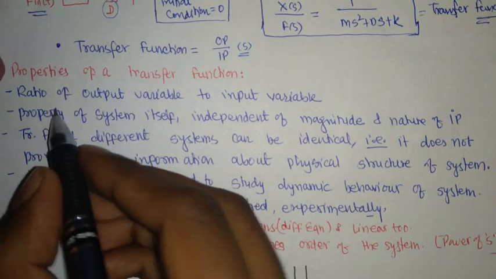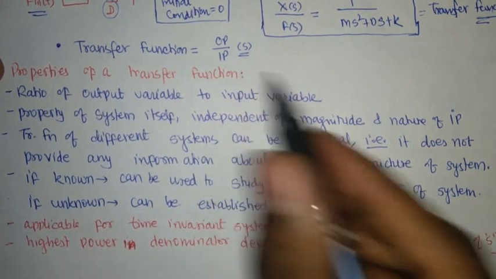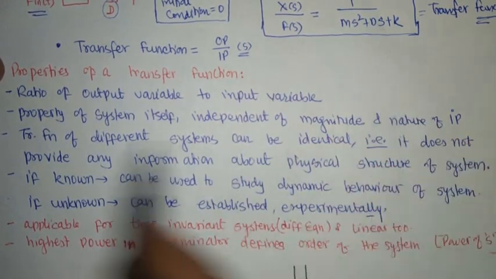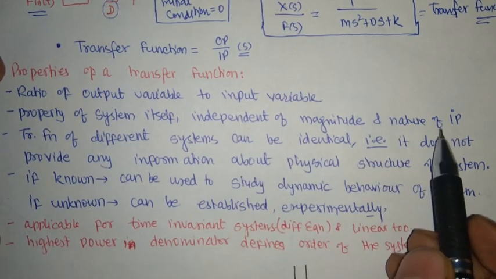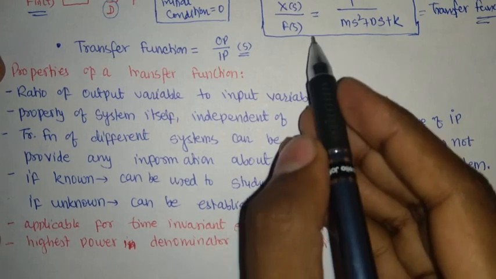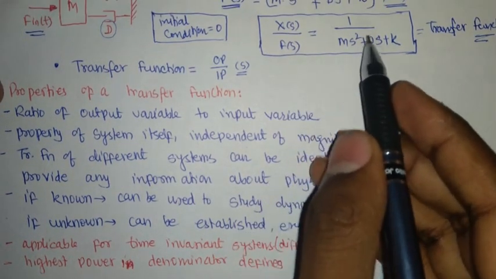So it is the ratio of output variable to input variable. We have explained that already, and we have seen one example of how to calculate that. It is the property of the system itself, and it is independent of the magnitude and nature of input. So this particular thing is a property of the system.